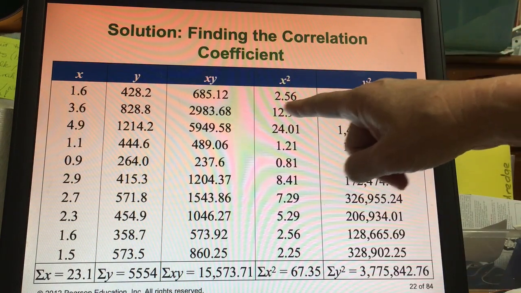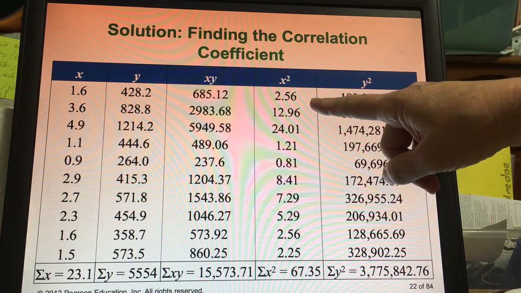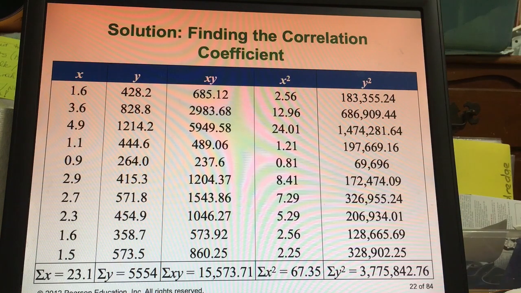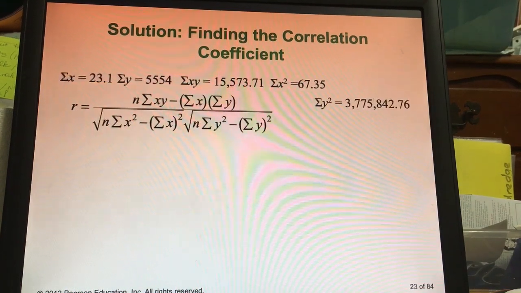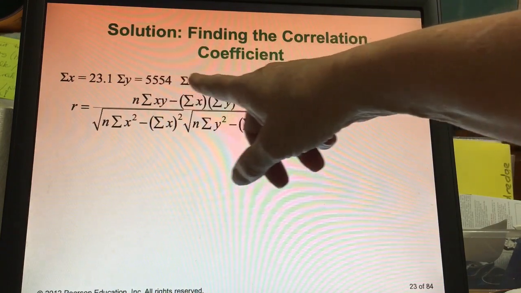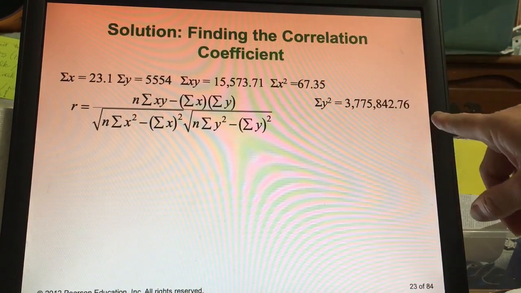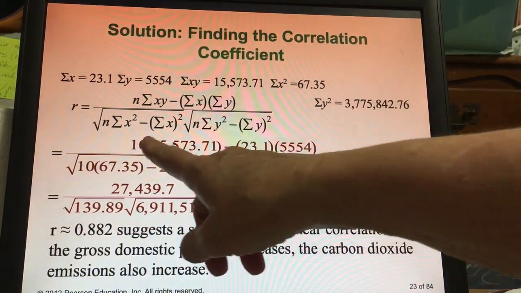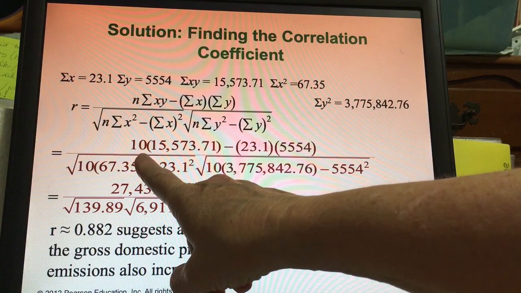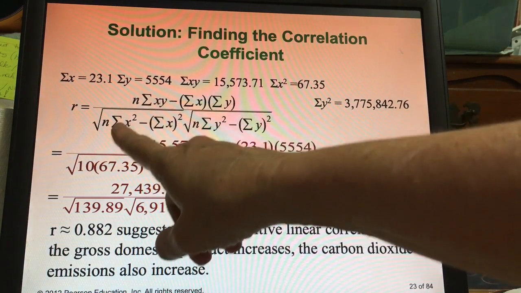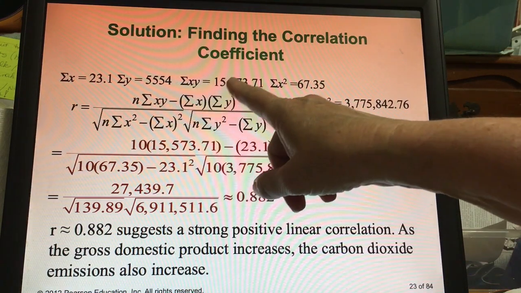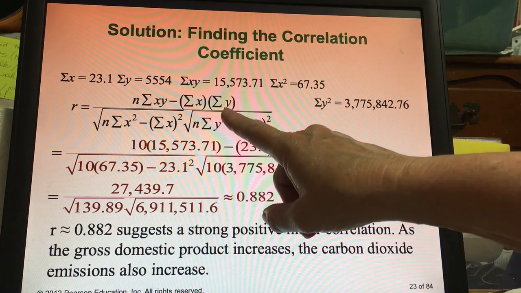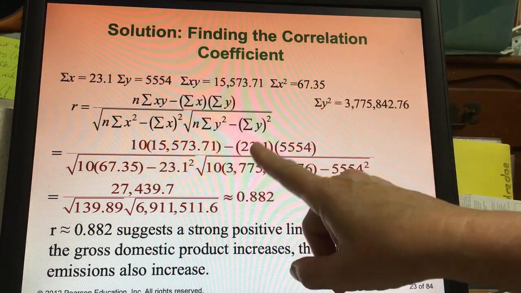All of the x squared, so 1.6 squared is 2.56. They're summing up all of these. All the y squareds, they're summing up all of those. And then they summarized those 5 columns right here. And then they put down their formula. They plugged in 10 because there were 10 data points. And then the sum of the xy's was this one, so they put that one in there, minus the sum of all the x's times the sum of all the y's, so it's this one times this one.